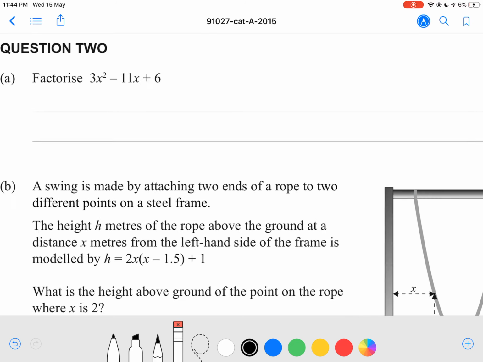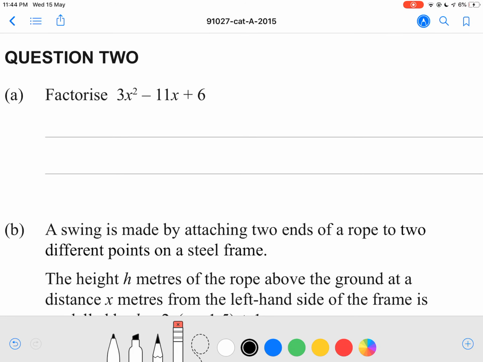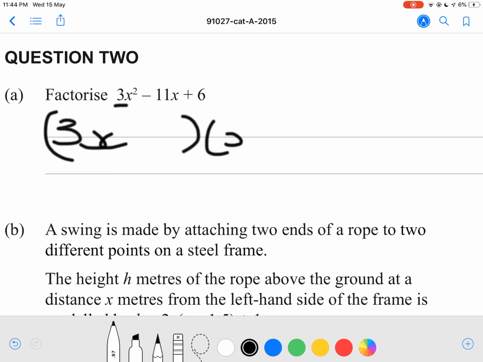So factorize 3x squared minus 11x plus 6. You know that 3 is a prime number, meaning that it only has 2 factors, 3 and 1. So it has to be 3x and then x.